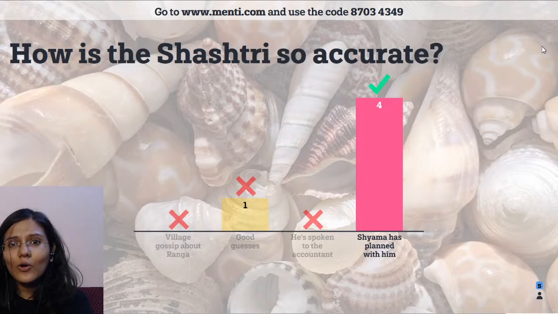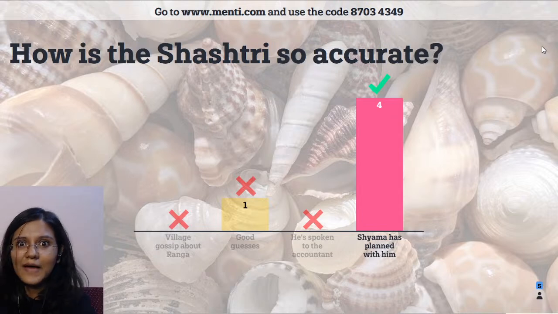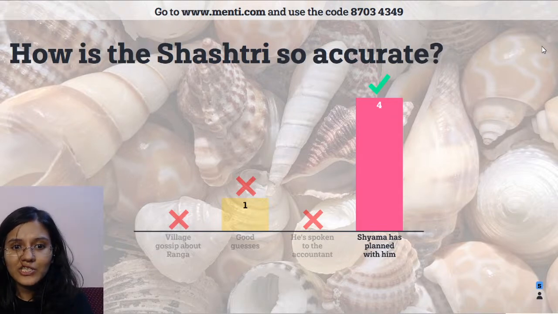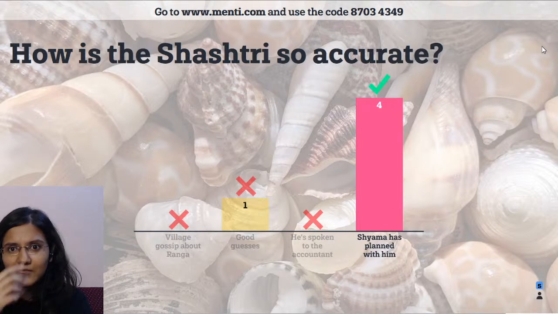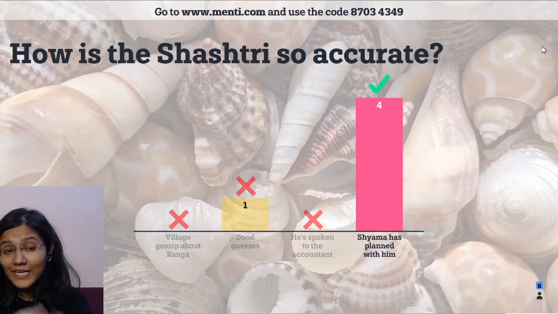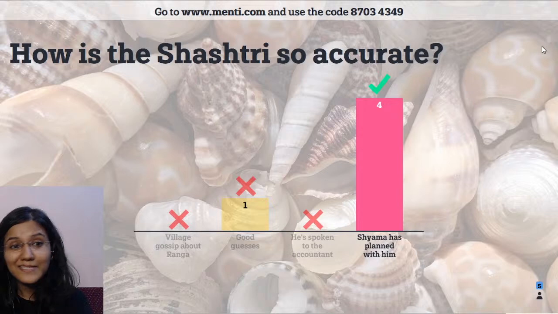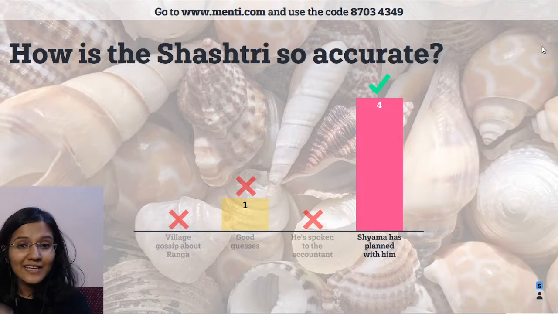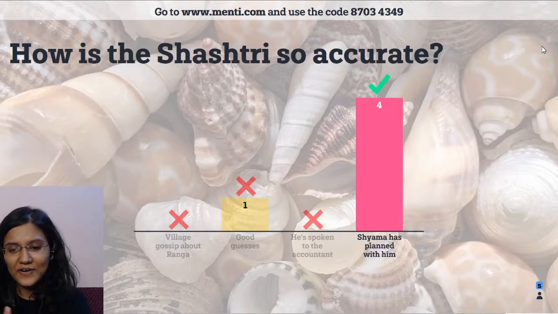it's almost as though the Shastri is right. And Ranga, who doesn't know that all this background planning has happened, very much believes that the Shastri is right and that the Shastri is good at astrology. But we know, because we're reading all of this from Shyama's point of view, that in fact the Shastri is absolutely not good at astrology at all, right? It's just that he and Shyama have pre-planned all of this, they've prepared, and they've gotten all of this set up in advance. So they're just acting in front of Ranga.